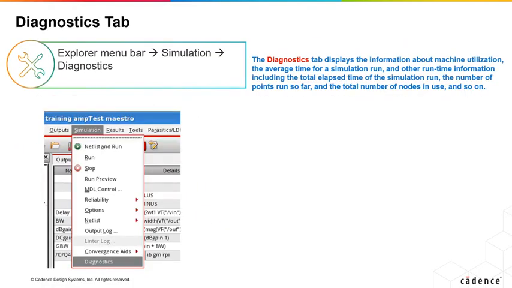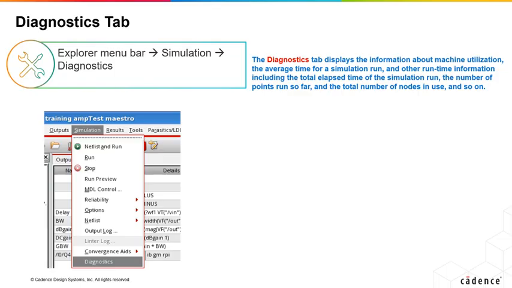The Diagnostics tab displays the information about machine utilization, the average time for a simulation run and other runtime information, including total elapsed time of the simulation run, number of points run so far, total number of nodes in use, and so on. Now you open this tab by going to the simulation menu and choosing Diagnostics.